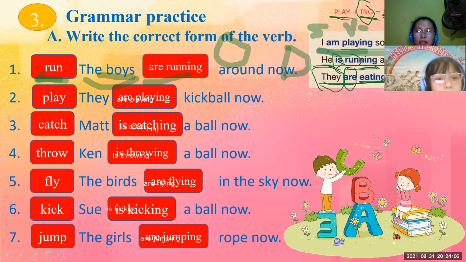Okay, can you read your answers? Can you read the sentence together with the answers? Okay. They are playing. They are playing kickball now. Okay, very good. Next one for catch.